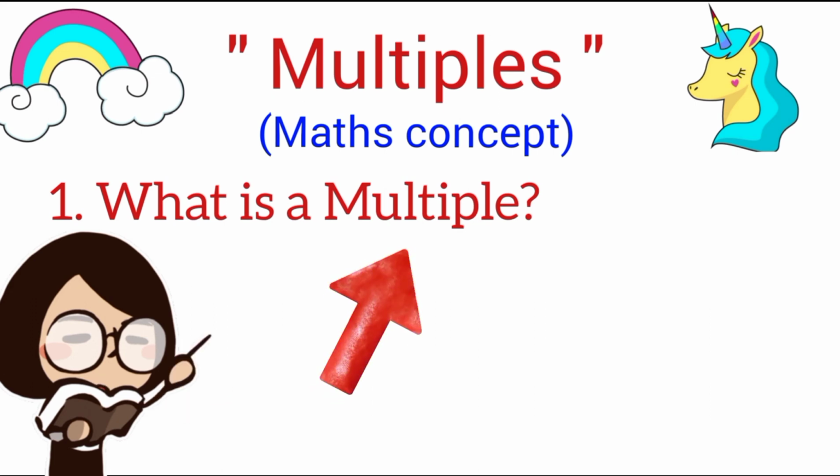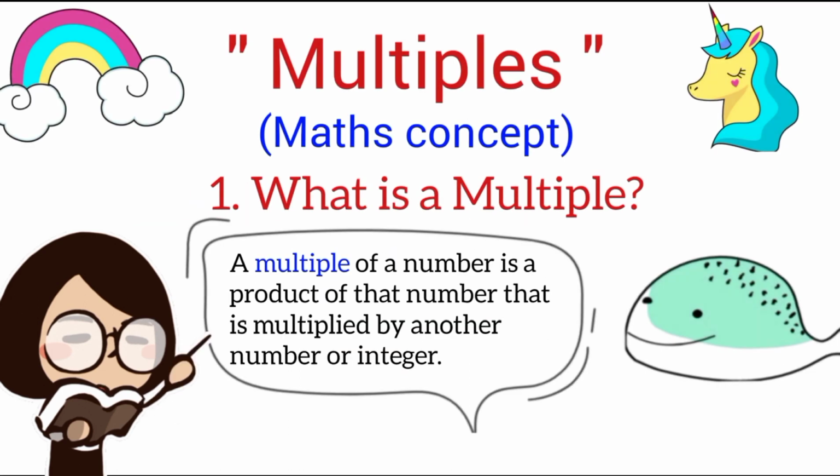Now let's get into the definition of multiple. What is called a multiple? A multiple of a number is the product of that number multiplied by another number or an integer. Once again, a multiple of a number is the product of that number multiplied by another number or an integer.